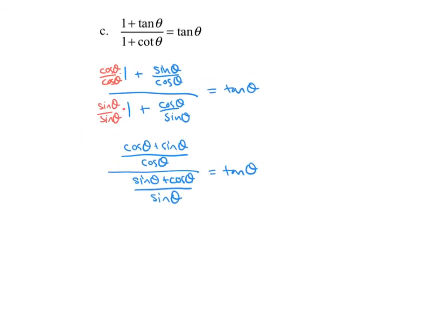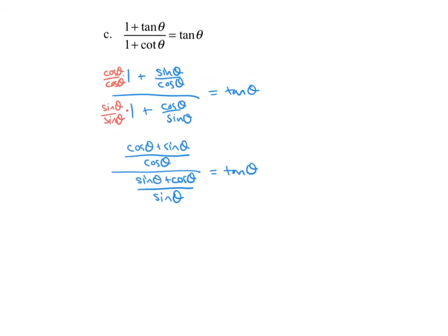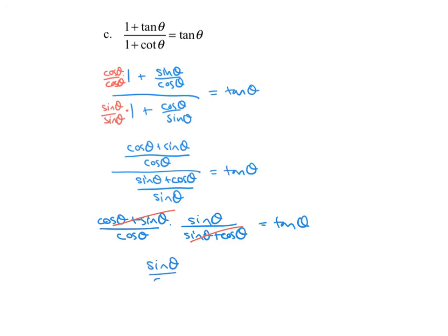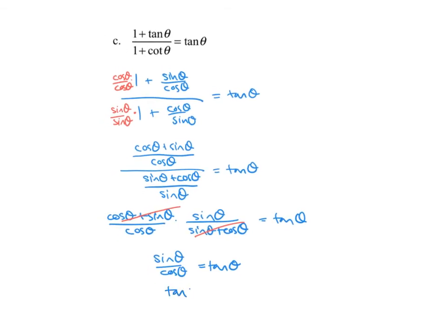And then when we divide by a fraction, we multiply by the reciprocal. So I'm going to leave the top fraction the same and multiply by sine theta over sine theta plus cosine theta. And the top left and bottom right are equivalent expressions, so they cancel out. And we end up with sine theta over cosine theta. And sine theta over cosine theta is tangent theta.